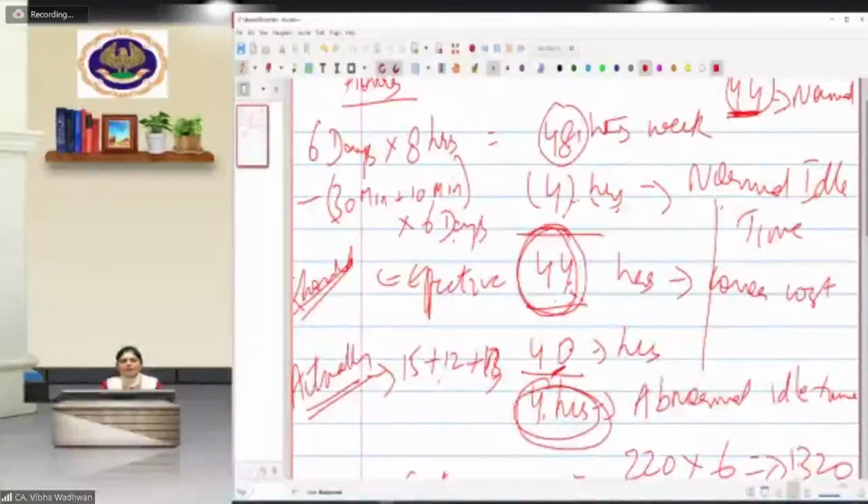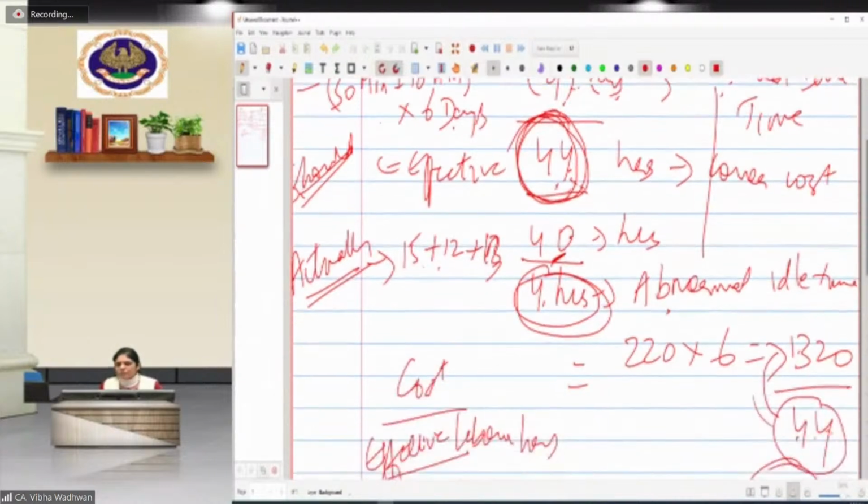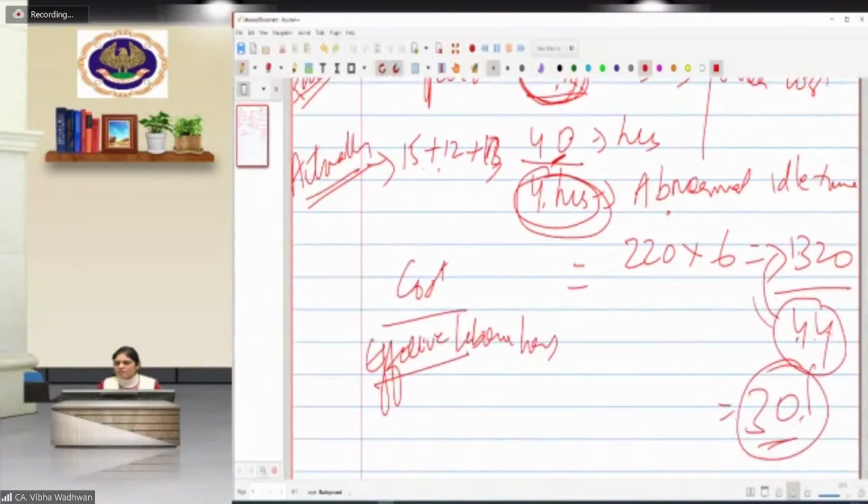We calculate the labor cost per hour from effective hours after deducting only normal time. We never take the abnormal time into the picture. So 1320, the cost, divided by 44. Our normal cost is rupees 30 per hour. So this is per hour. Now the last step is to calculate the cost of a job.